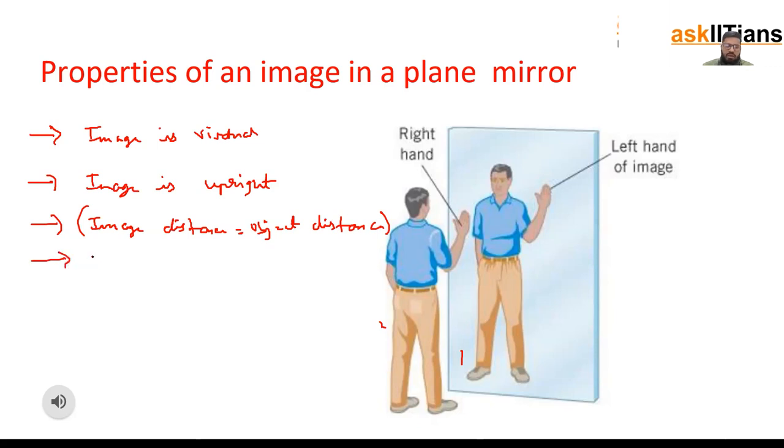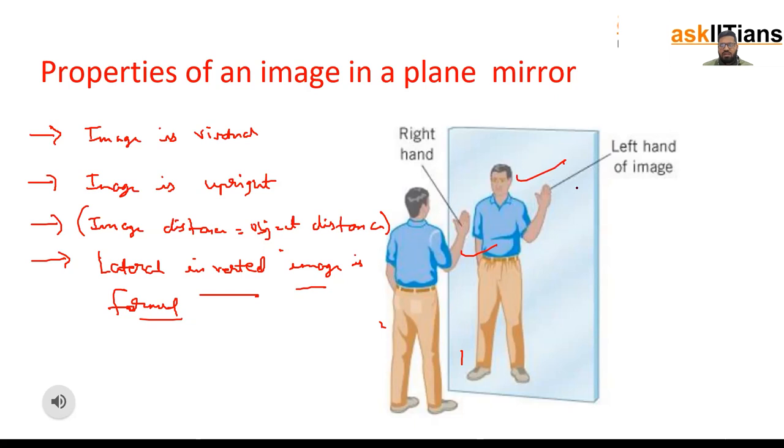Another property associated with plane mirror is that a laterally inverted image is formed. So what is the meaning of lateral inversion? Lateral inversion simply means, you can try at home also, in front of a mirror, if you raise your right hand, as you can see in the diagram, this person is raising his right hand in front of the mirror. But in the image, what is happening? Its left hand is getting raised. Yes or no? In the image, its left hand is getting raised.